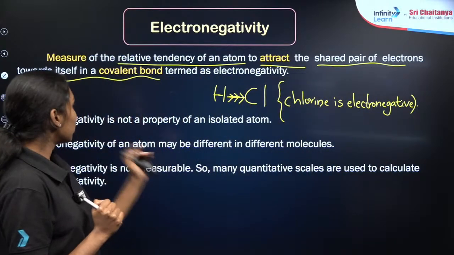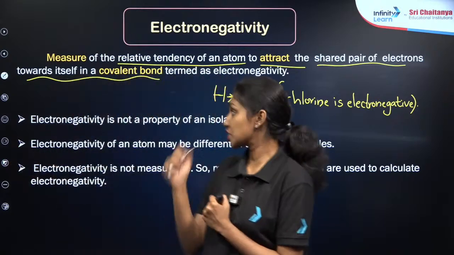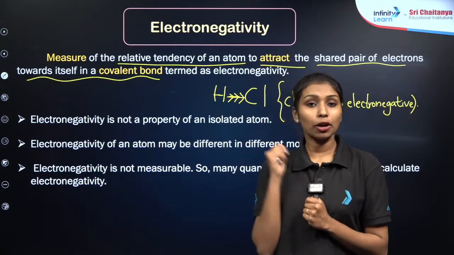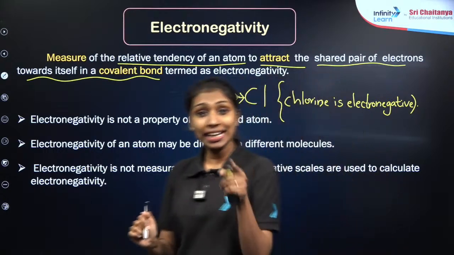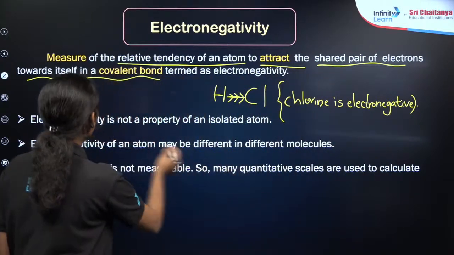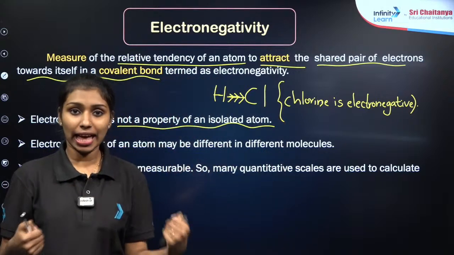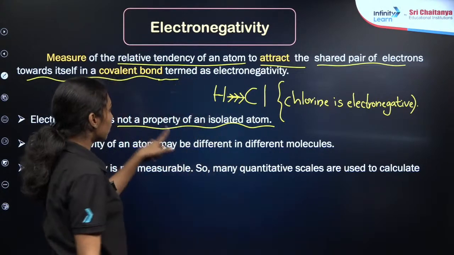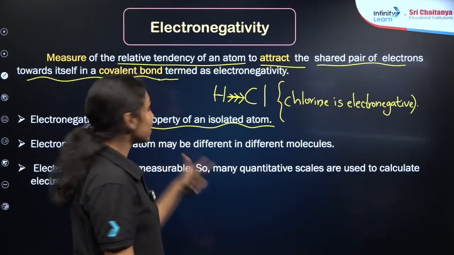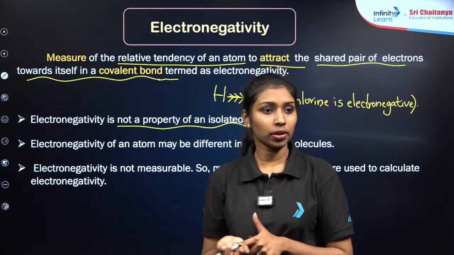Okay, I have already discussed electronegativity. All other properties like ionization enthalpy, electron gain enthalpy and electron affinity are decided by an isolated atom, right? But in this particular case, this is not a property of an isolated atom. A bond is formed between the atoms, in a covalent molecule. So we can say that electronegativity is not a property of an isolated atom.